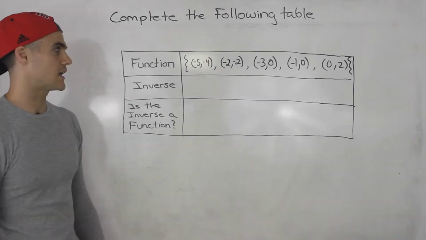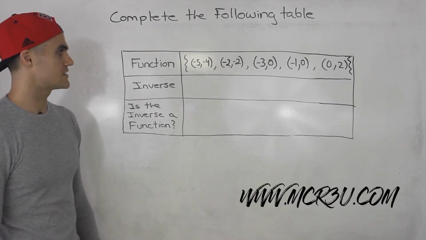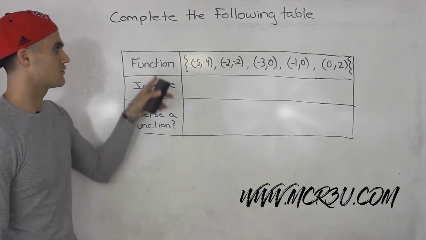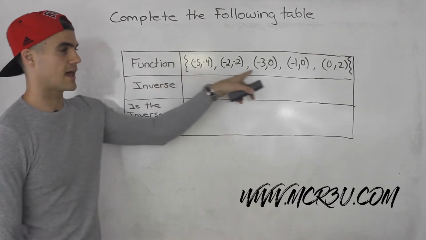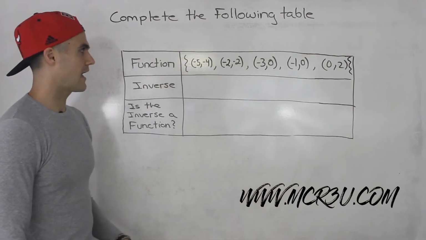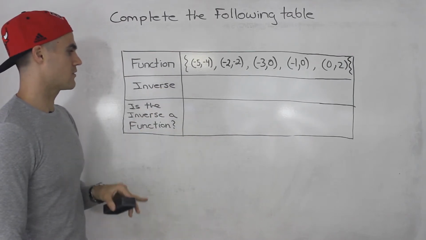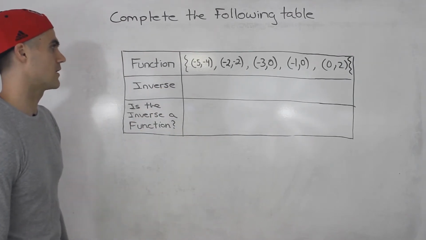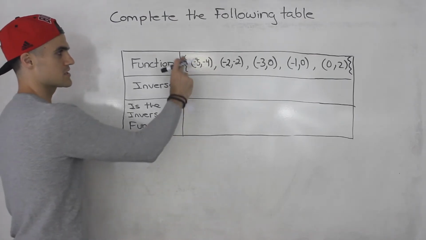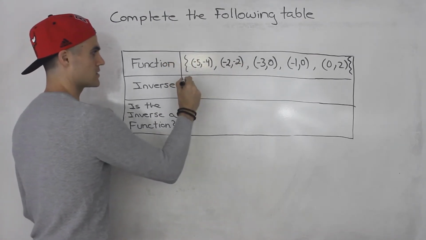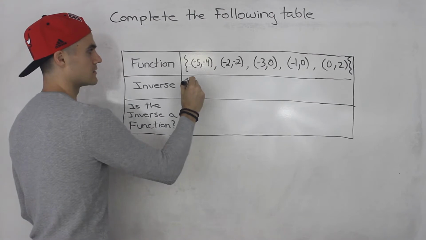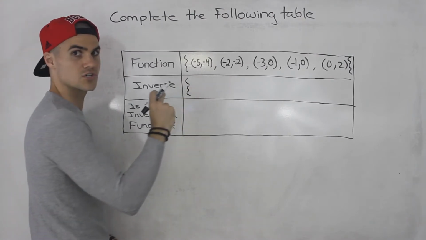Welcome back, everybody. In this question, we are given a table to complete. So we're given a function as a set of points, and then we have to find the inverse, and then we have to state whether the inverse is a function or not. So notice this function is given as a set of points, so the inverse is just going to be what? It's going to be all of the points just reversed.